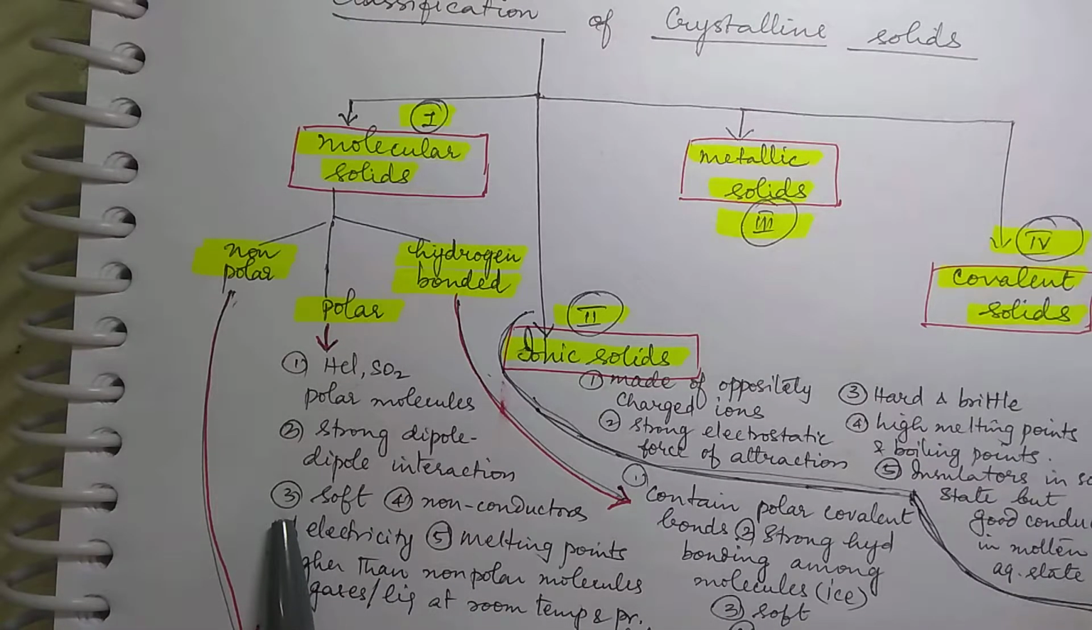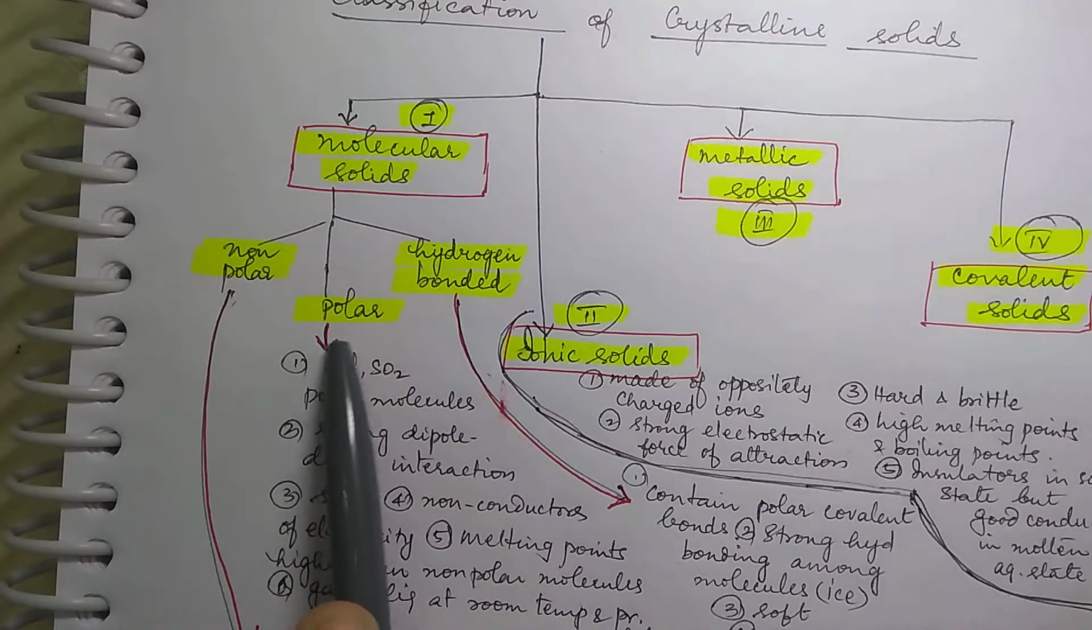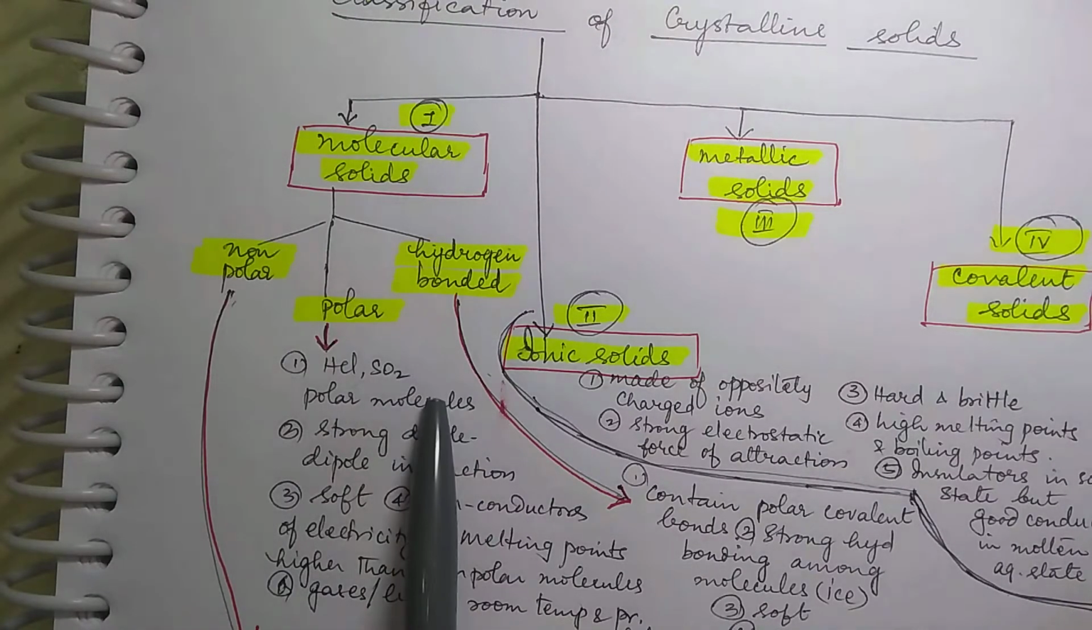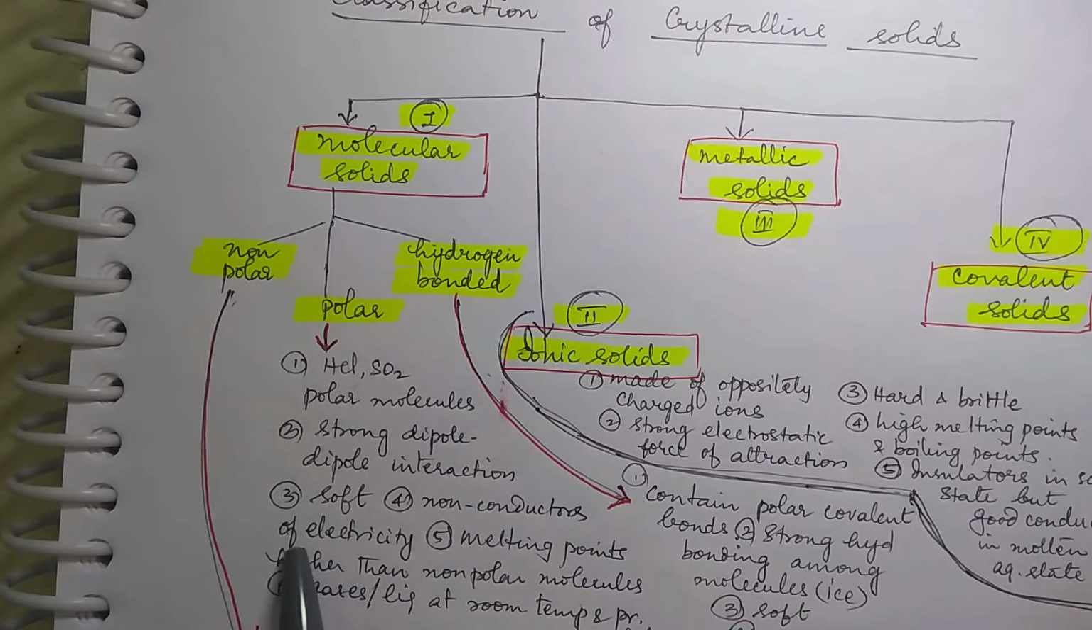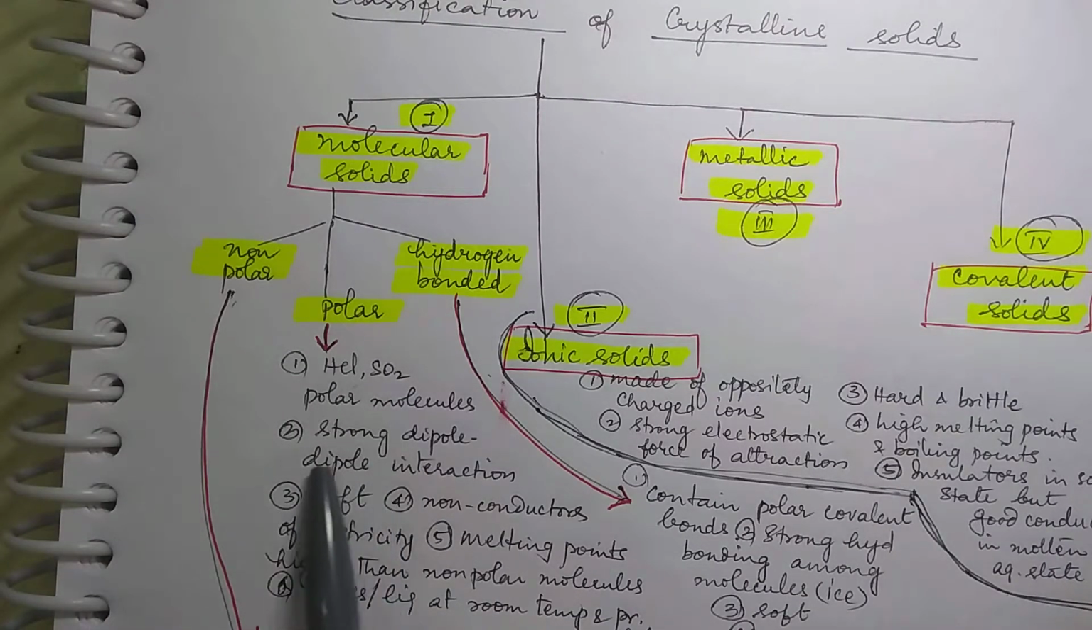And here also, the molecules are not that hard in the solid state. You know very well, HCl is a gas, SO2 is a gas. So again here also you are considering them in the form of solid under a set of conditions. So if given an opportunity, they will definitely go back to their natural gas state. So they are soft. And here also they are non-conductors of electricity.